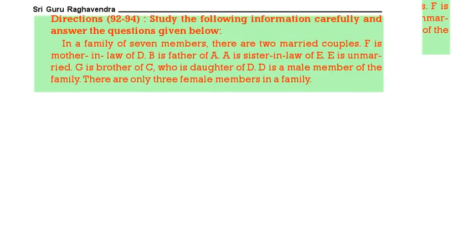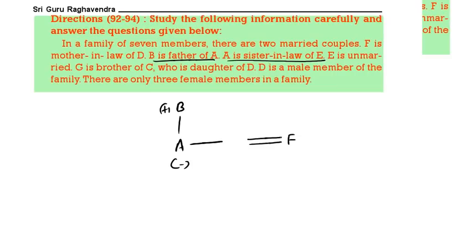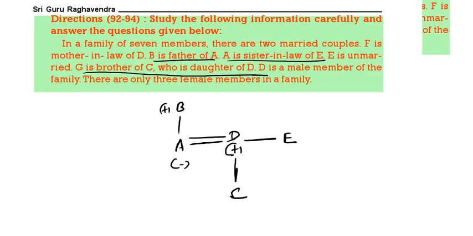Now, first thing, B is the father of A. This is the first thing. Then A is the sister-in-law of E. That means A will be having one brother or one sister, and that is E. That means A's husband is having one sister, that is E. Then G is the brother of C, who is the daughter of D. D is a male member. So D is a male member. C is the daughter.